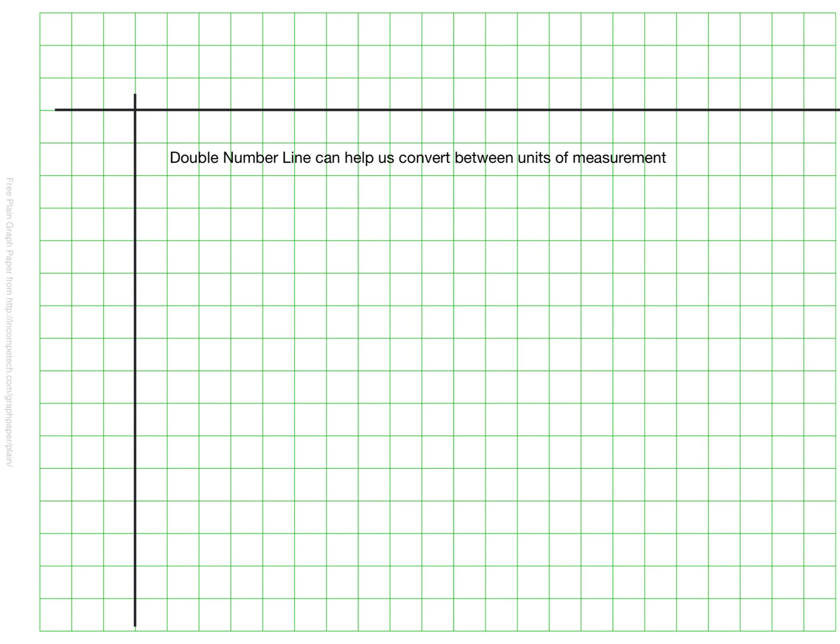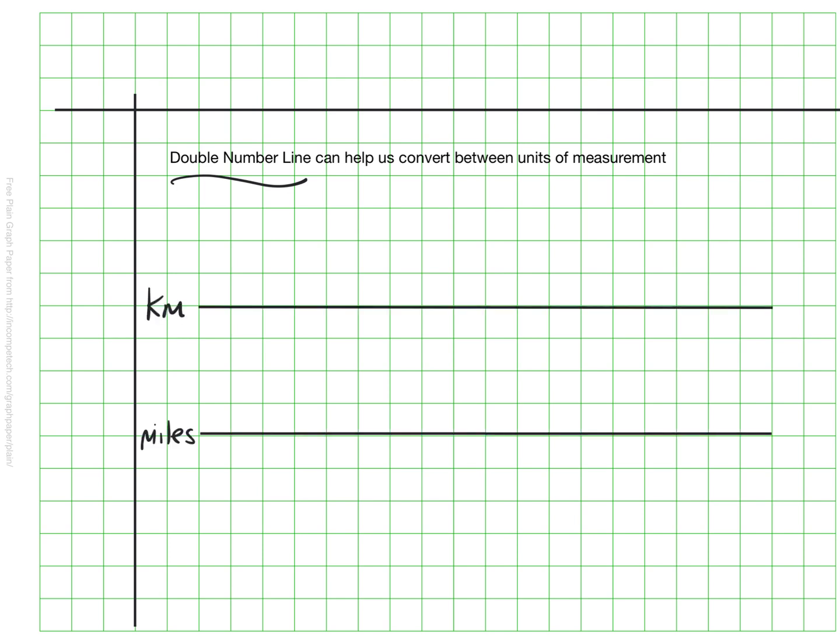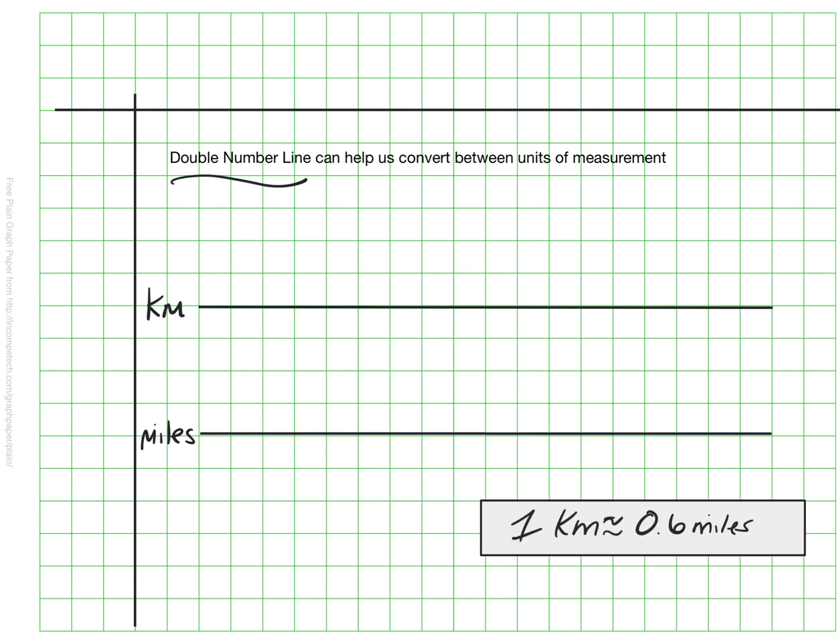And because I always like to show options, I want to remind you that double number lines can also help us convert between units of measurement. Sometimes when I'm doing a running race or I'm thinking about traveling in a different country, I have to put my mind in kilometers instead of what we use here, which is miles. So we're going to look at how we could convert kilometers to miles with this double number line. And to start, we need to know how they measure up against each other. So 1 kilometer is about the same distance as 6/10 of a mile.